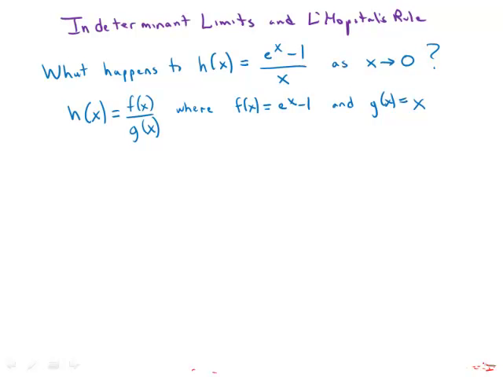As the next stage of our discussion of curve sketching in the geometry of functions, we're going to talk about indeterminate limits. For example, what happens to h of x, which is e to the x minus 1 over x, as x goes to 0?